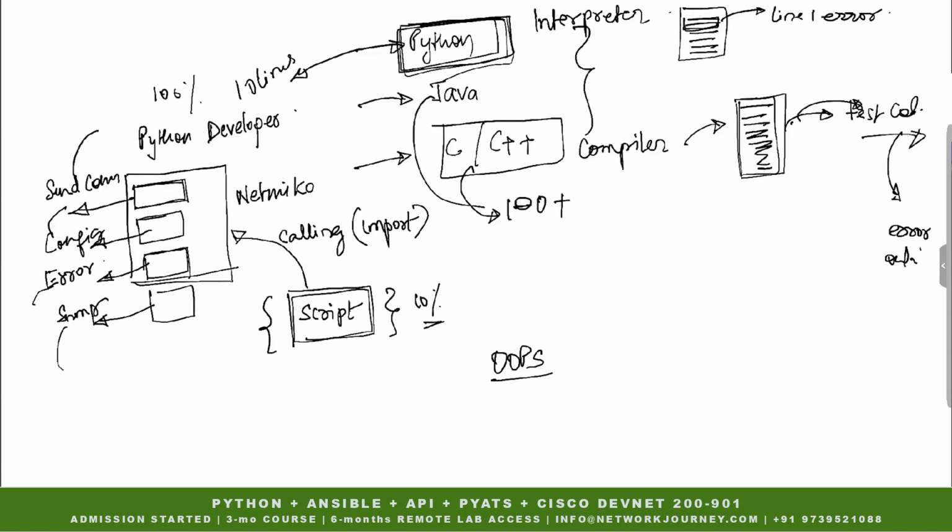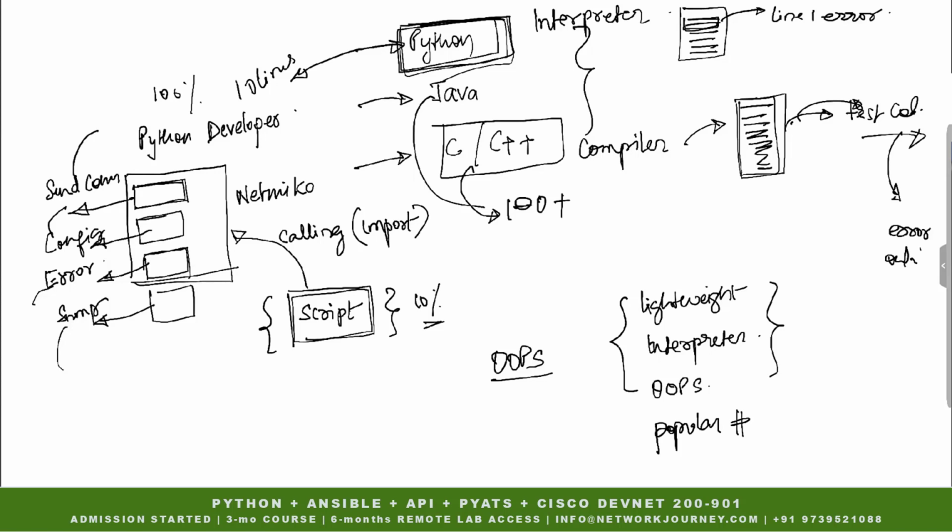All right. So Python is called a lightweight program. It's called an interpreter program. It's an object oriented program. So remember these three things, because you are going to start with Python automation. And also, Python these days is on top, beating all its competitors.